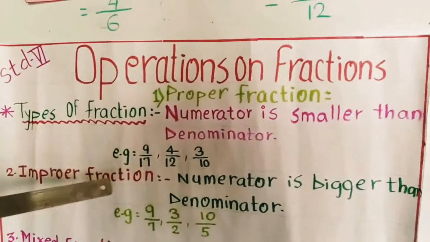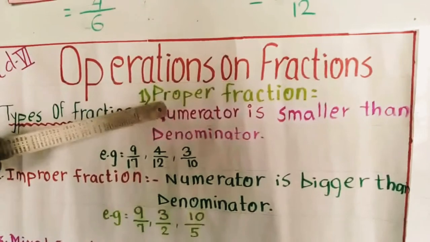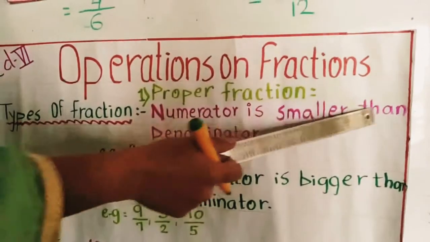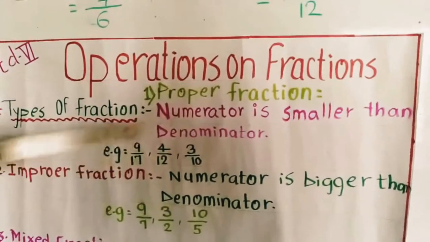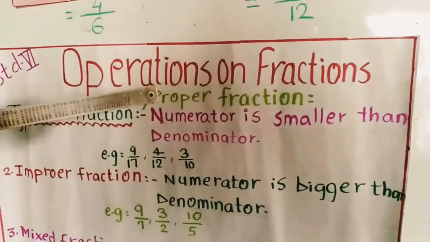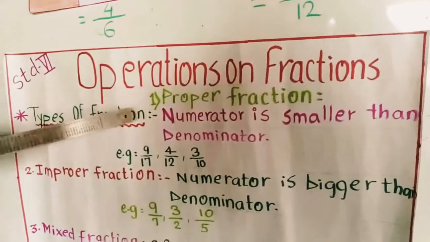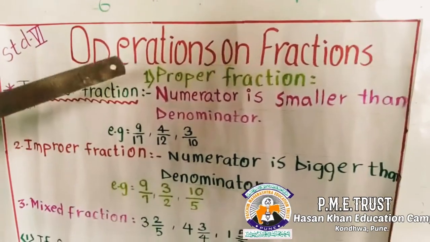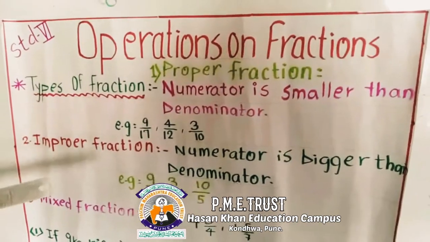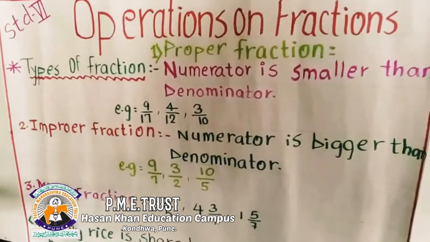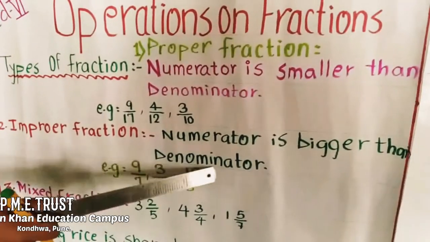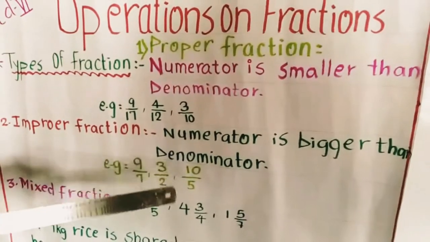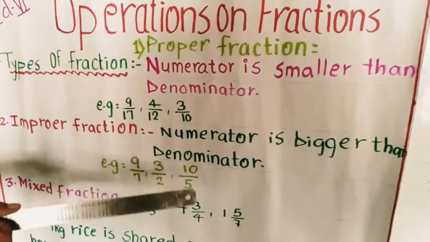Okay students, see here the definition of a proper fraction. The numerator is smaller than the denominator is called a proper fraction. All of you understood? The first one is the types of a fraction. Okay, the next type is what? See here some fractions: 9 by 7, 3 by 2, 10 by 5.